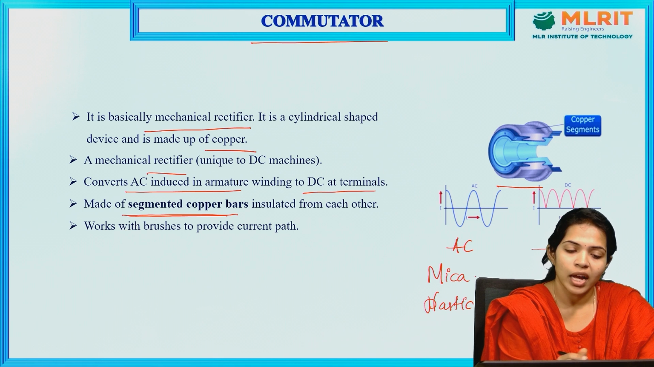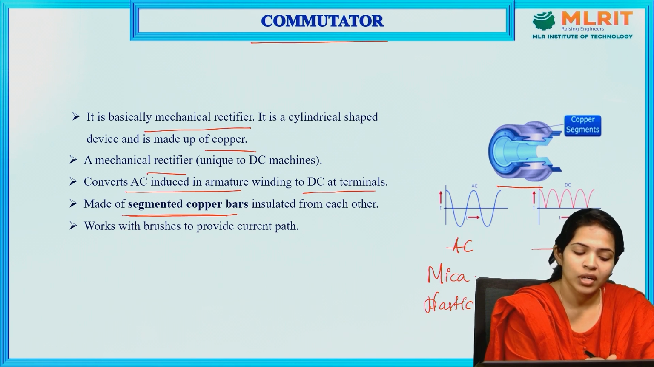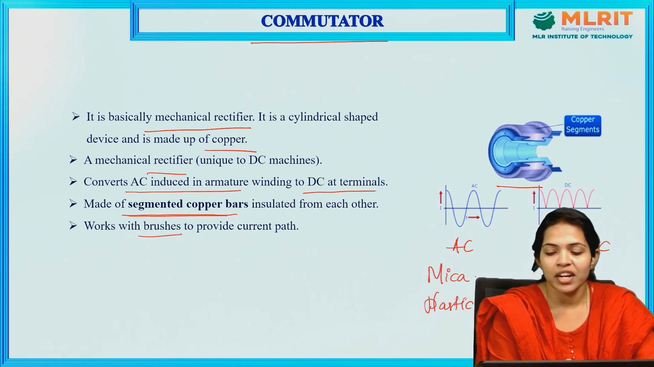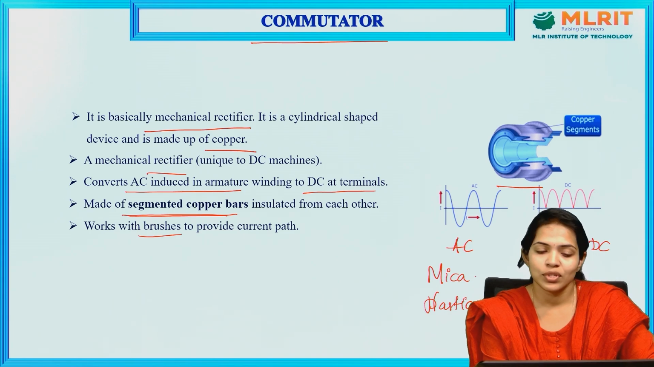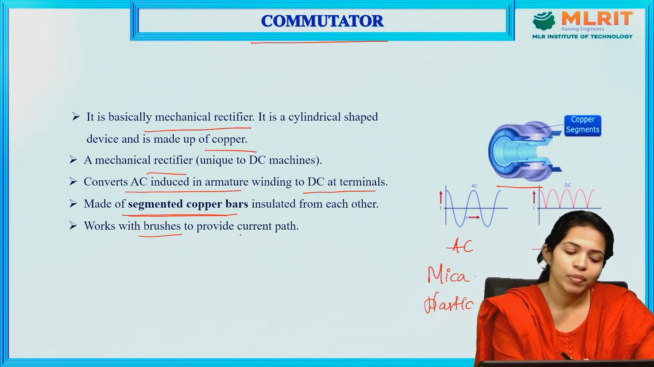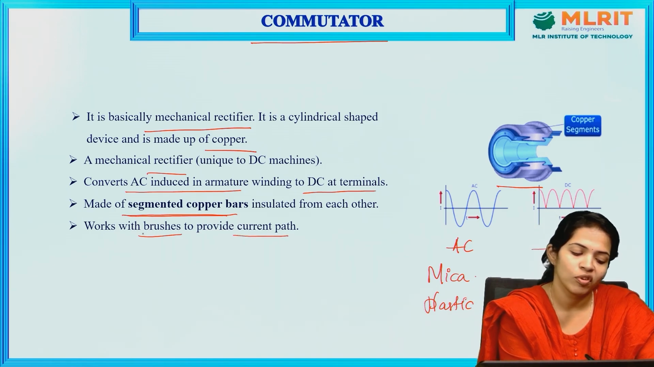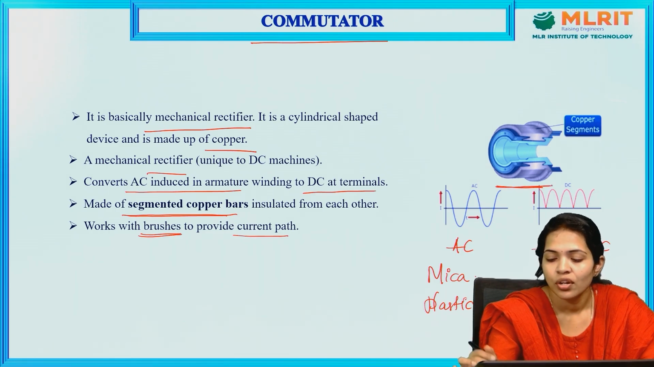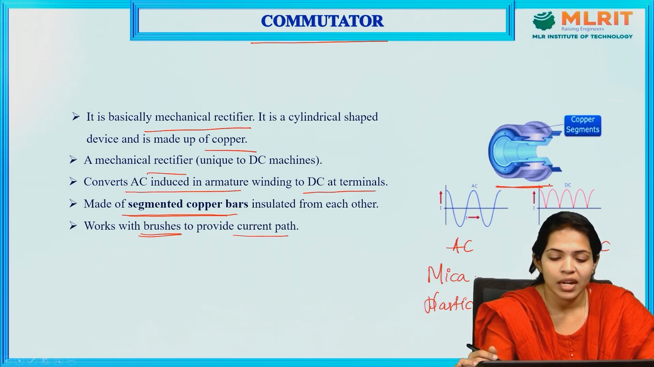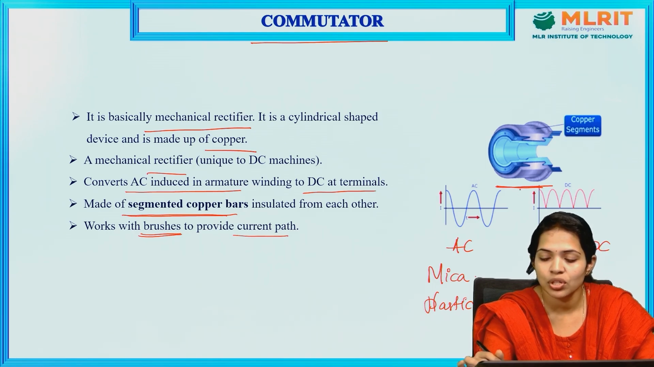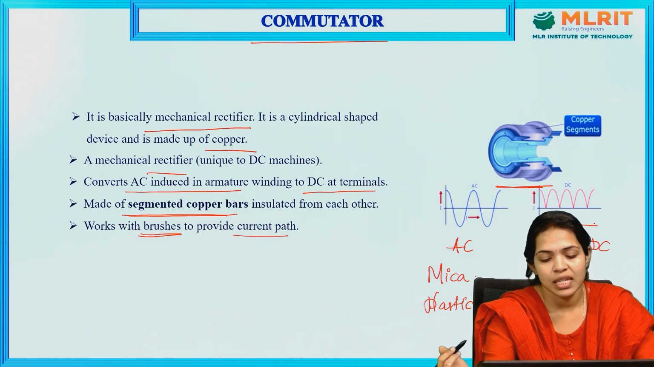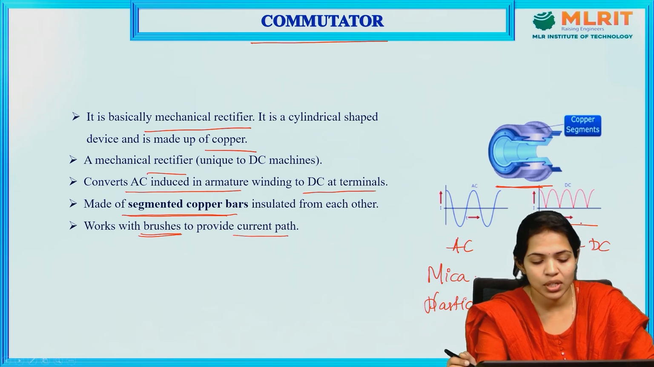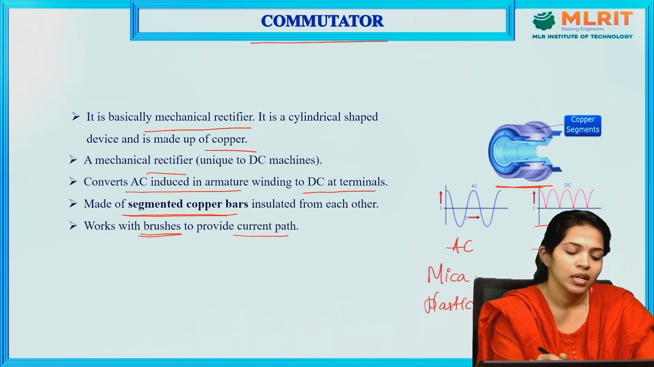Again, this commutator is connected to brushes. The DC current which is produced in the commutator is passed to the external circuit with the help of brushes. So commutator is nothing but a cylindrical structure which collects the current from the armature. It converts the AC current which is passed on from the armature to a unidirectional DC current, and in turn it gives it to the external terminals of a DC machine.